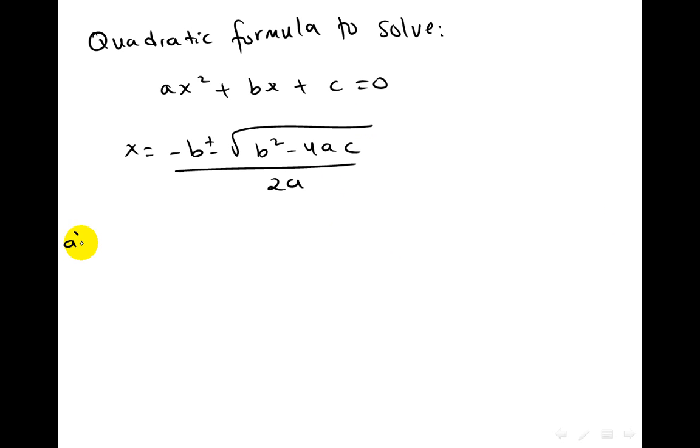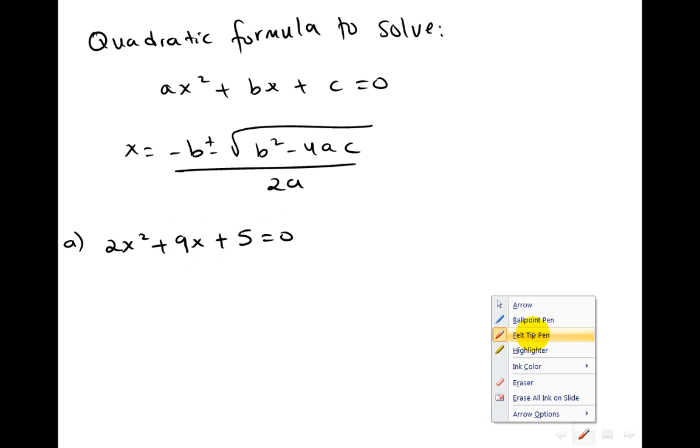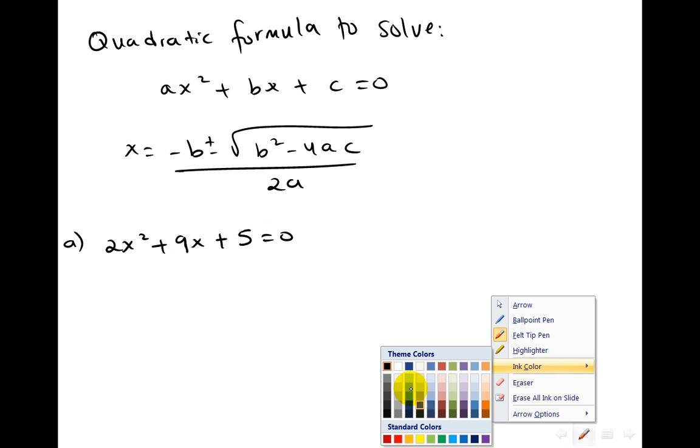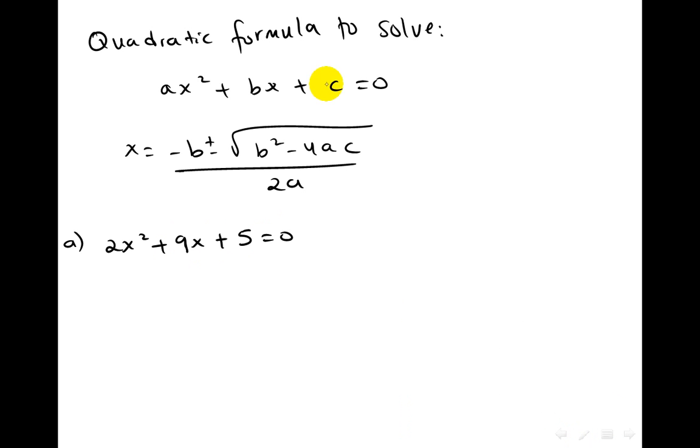Let's say I have this question: 2x squared plus 9x plus 5 equals to 0. Of course this is the general formula for quadratic equations, and here a is not supposed to equal to 0, by the way. So here this 2 will be the value for a, and the 9 will be the b, and the 5 will be our c. So just plug in these numbers in the formula.